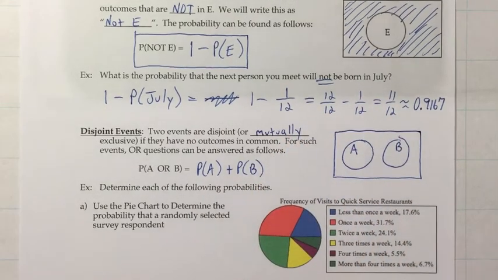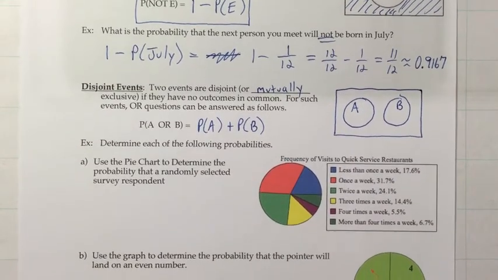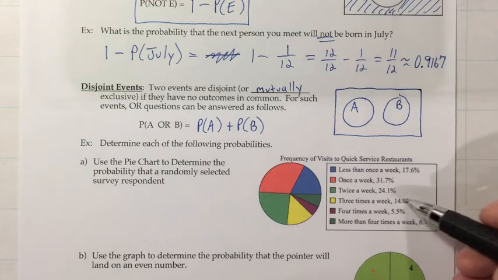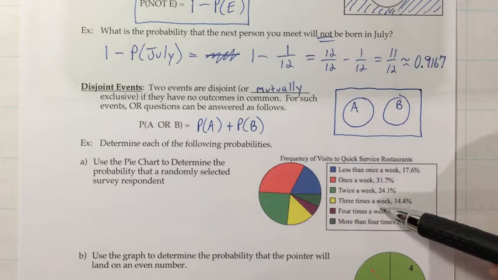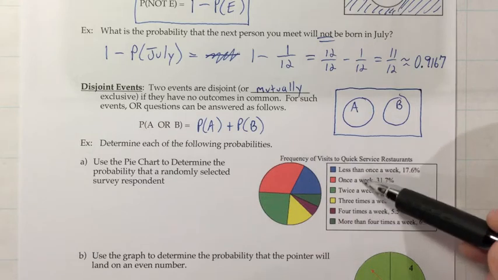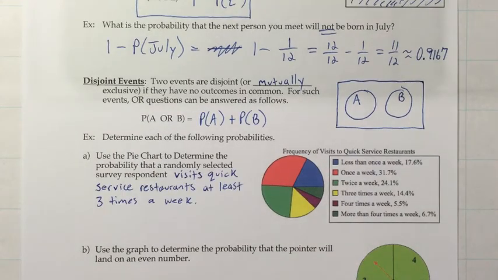And so we could do that for our quick service restaurants problem that we did earlier. If they ask us for a probability about things from this list that are not overlapping, and I think if you read these carefully, you'll realize none of them are overlapping. There's no outcomes in common between any of these different pieces. That's why they're separate wedges of the pie. Okay, so let's go ahead and try out this rule on this pie chart question. Use the pie chart to determine the probability that a randomly selected survey respondent visits quick service restaurants at least 3 times a week. If that's not already written on your handout, please fill it in.